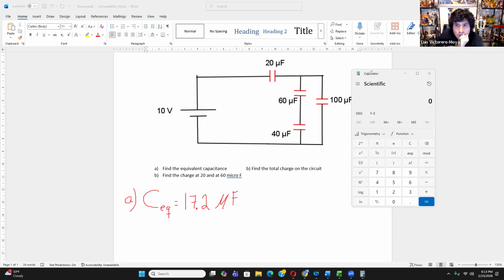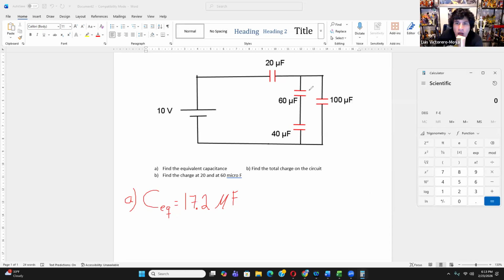So for capacitors, it's the opposite. Again, as I said, it's very similar to the previous with the resistors. These two are in series and then in parallel with 100. So when you have capacitors in series, you don't add them. You do for these two, right? 1 over C equals 1 over 60 plus 1 over 40.